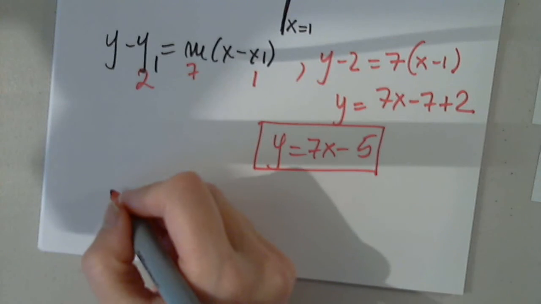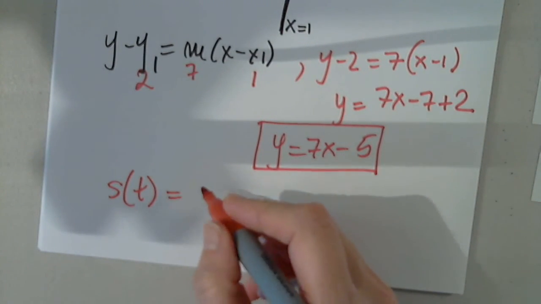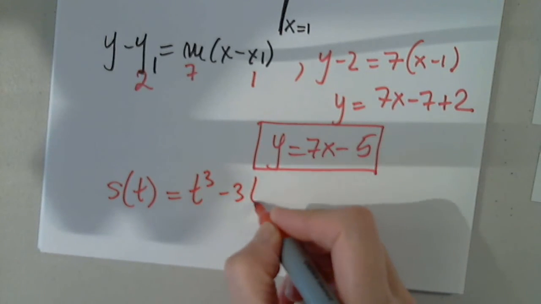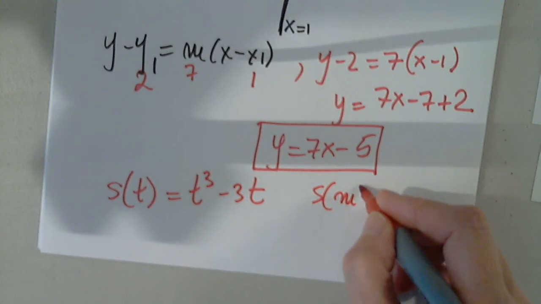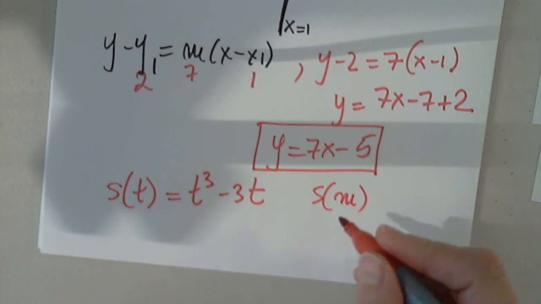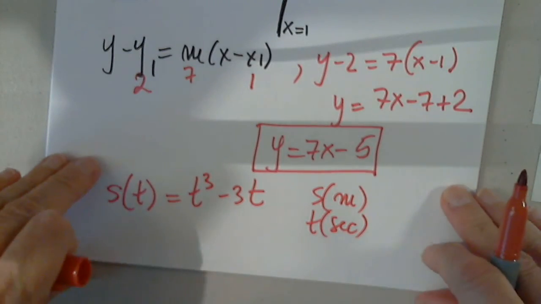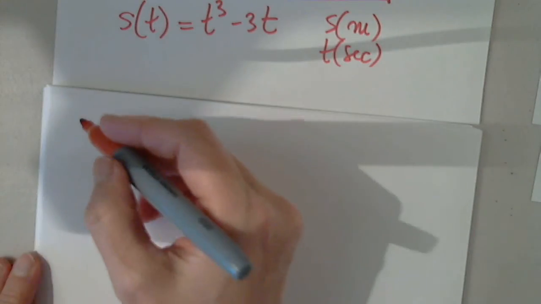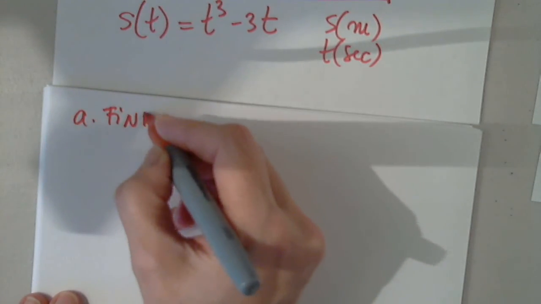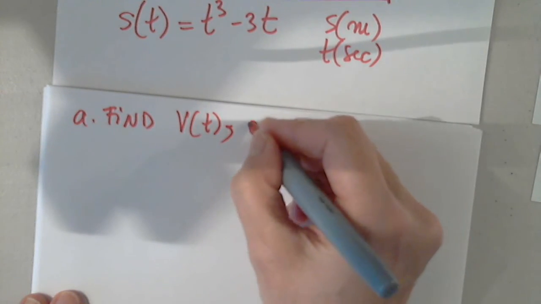Okay, so we are given the motion of a particle, s of t, given to us as t cubed minus 3t. s is measured in meters, and t in seconds. We're asked to find the velocity and acceleration. So let's discuss that. Number 1, part A, find the velocity and the acceleration.